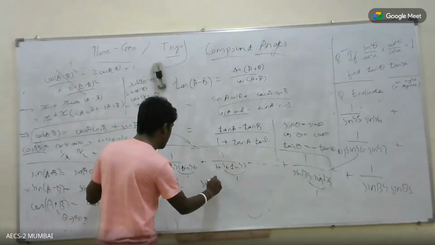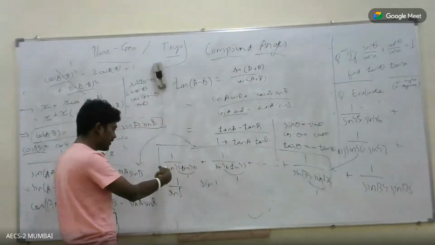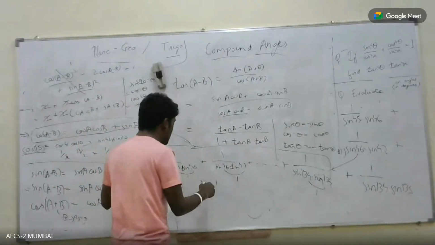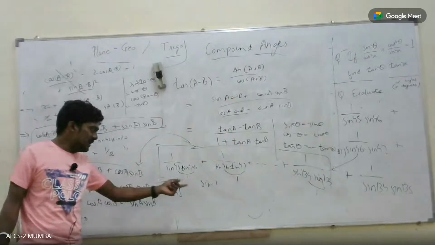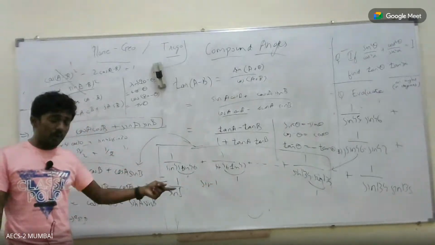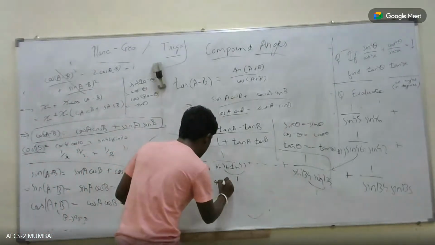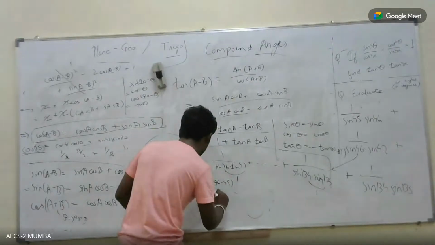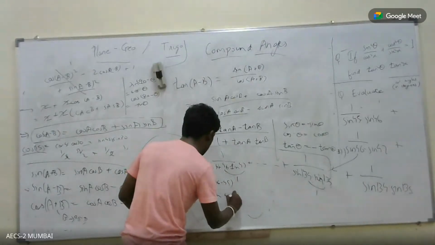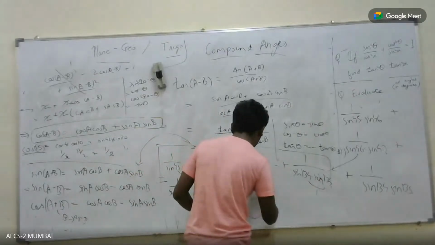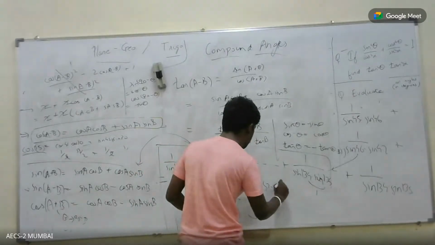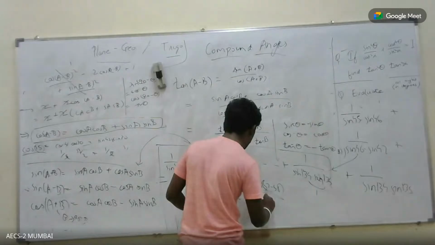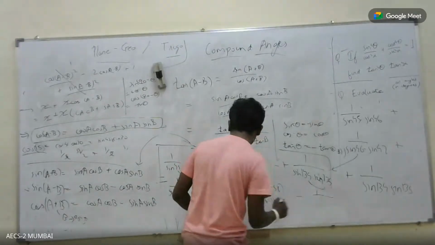Sine 1 over whatever this is, sine 45, sine 46, sine 47, and so on. But now I'll do something smart. I'll write sine of 1 as not sine of just 1, but sine of 46 minus 45, divided by sine 45 sine 46, plus sine of 47 minus 46 divided by sine of 46 sine 47, and so on till the end.